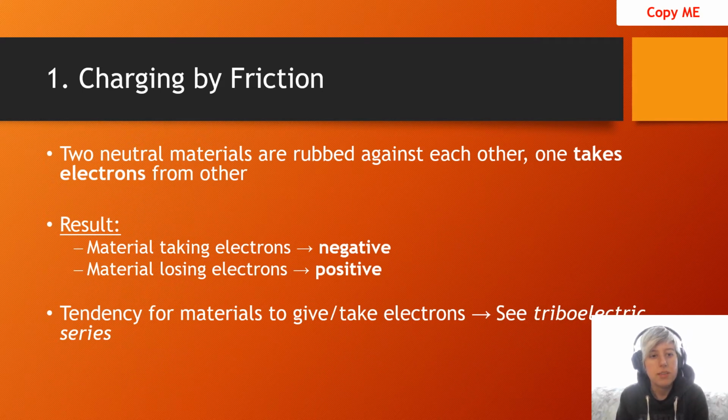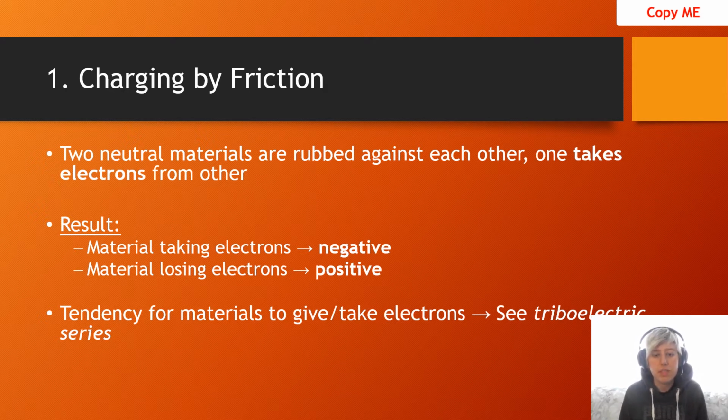So to summarize, 2 neutral materials are rubbed against each other. One takes electrons from the other. The material that takes the electrons has a negative overall charge. The material that loses the electrons has an overall positive charge.